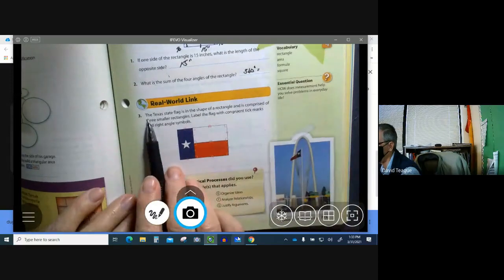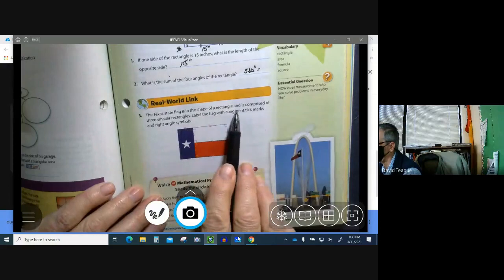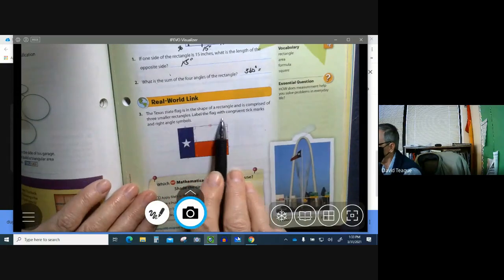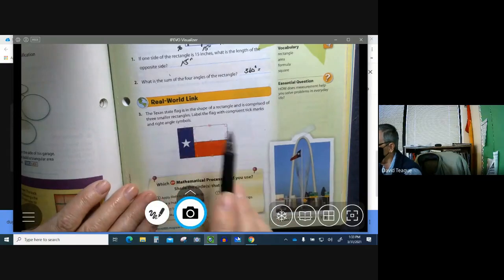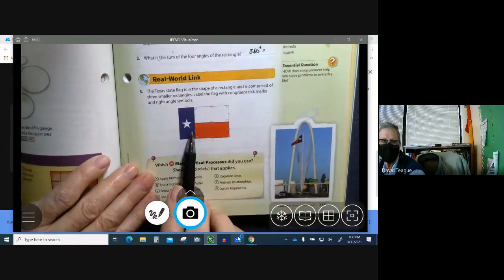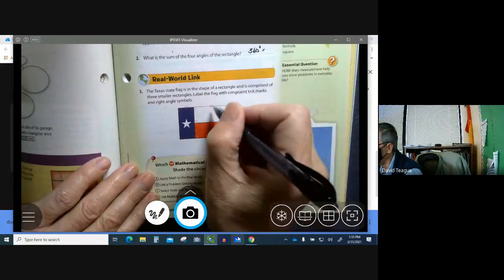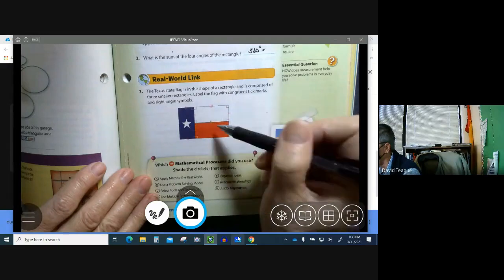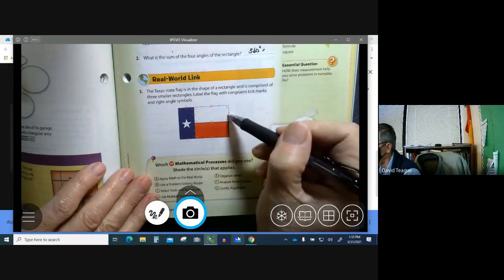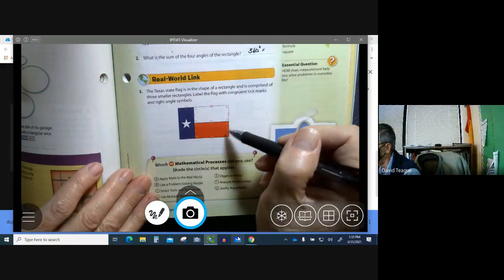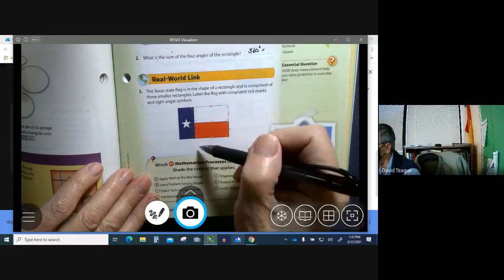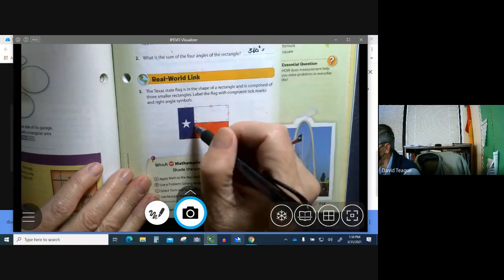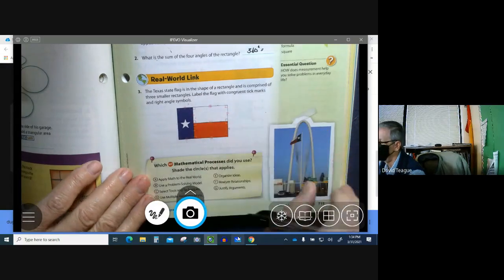Okay, real world link. The Texas state flag is the shape of a rectangle, is comprised of three smaller rectangles. Label the flag with congruent tick marks and right angles. Well, they did it for you already, so I don't know why they asked us to do it. But as you can see, you can see that this side's congruent with this side. That's congruent to this side. This and this is congruent or the same. This and this is the same. This is the same to this side. And you can see that you have your 90-degree angles, okay?